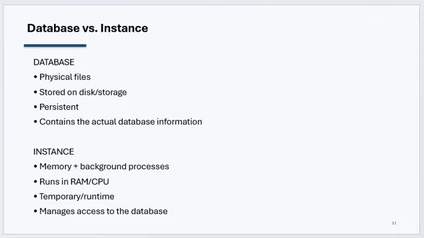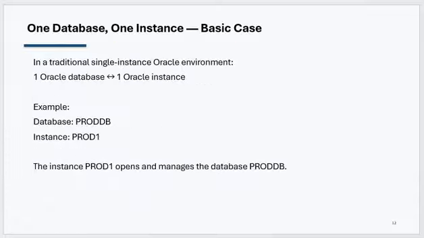And the Oracle database consists of physical files. It exists on disk storage, and it is persistent. It contains the actual stored database information. On the other hand, the Oracle instance consists of memory structures and background processes. It operates in server memory and CPU. It is a runtime environment. It manages access to the database. Therefore, the database is what is stored, and the instance is what operates and manages it. This is probably the most important concept of this entire lecture.